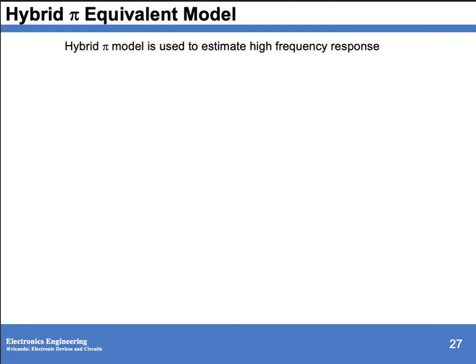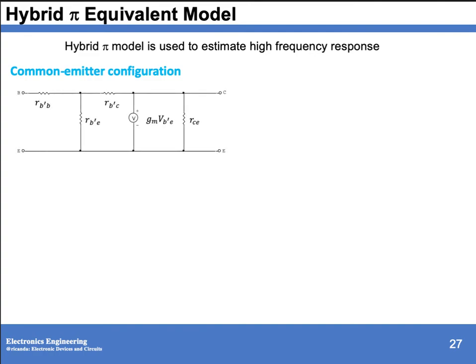also get the equivalent model of your transistor using a hybrid pi. So using an all-resistive hybrid pi for a common emitter configuration, we have this one. This is what is inside your transistor. We have RB'B, RB'C, RB'E, gm V_B'E, and RCE. So we have this current IB, we have IC, and IC prime. We have voltage B'E and VCE.